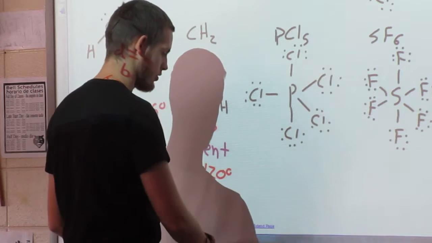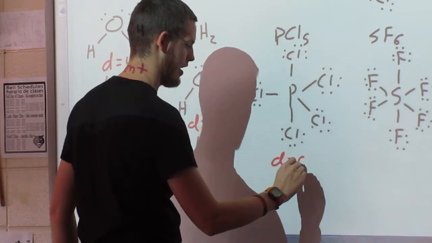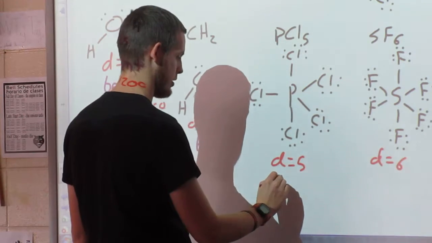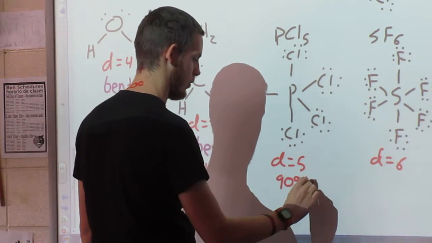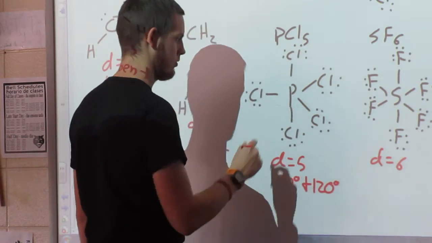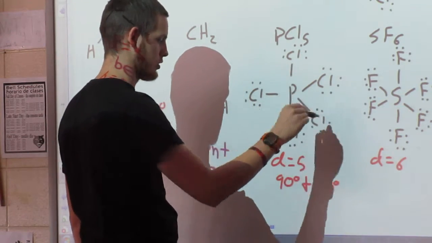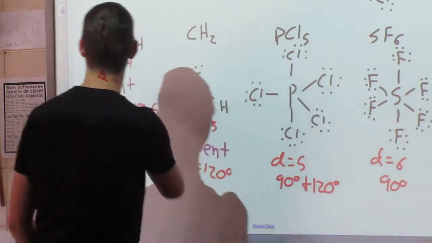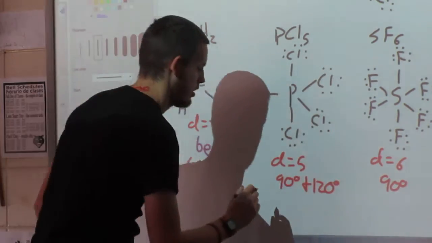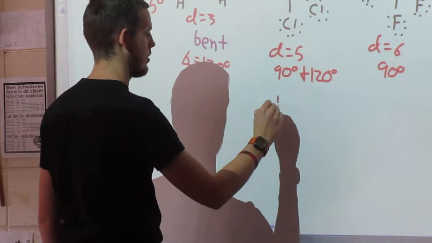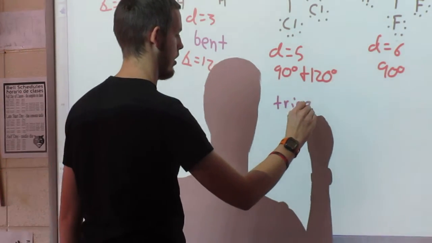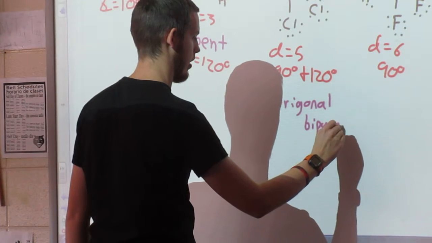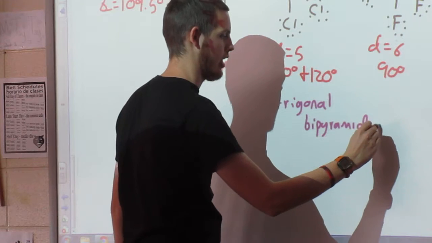These guys are your only other shapes. Domain 5, domain 6. This will be 90 degrees and 120 degrees. These are the 90s, these are the 120s. And then these are only 90. Shape names: trigonal bipyramidal and octahedral.